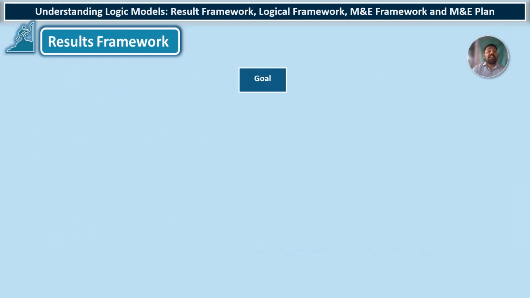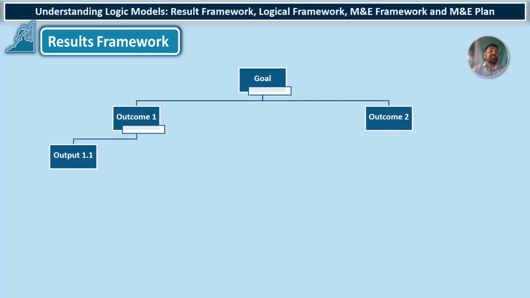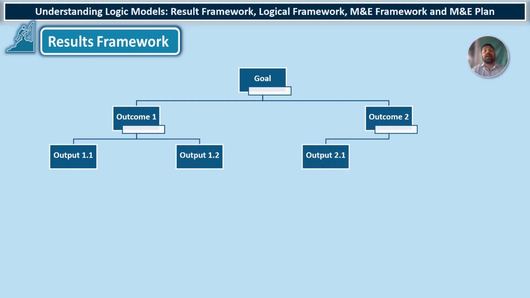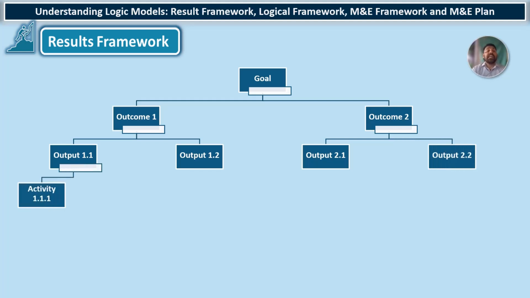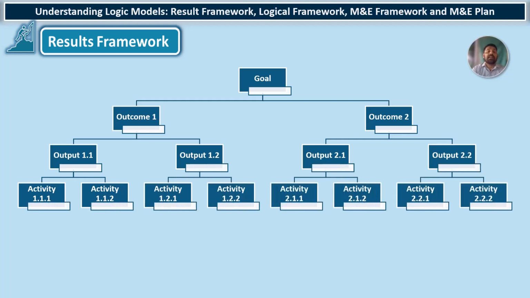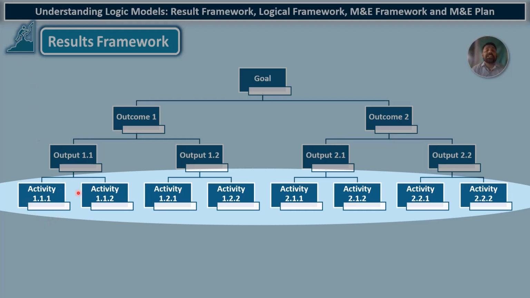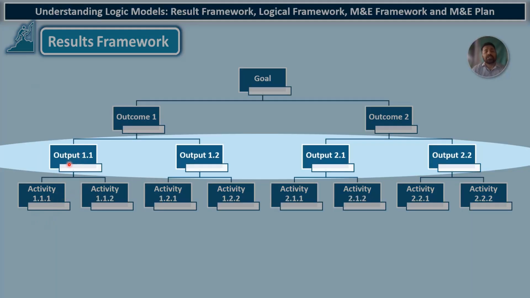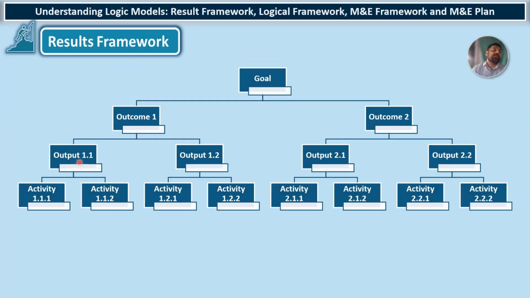It looks like this. First, you start with the goal and then the relevant outcomes. Then under each outcome, the different outputs, like under outcome 1, output 1.1, output 1.2, and similarly under outcome 2, output 2.1 and 2.2. And then under outputs, the key activities under each output. This is basically an example of a result framework, how different activities contribute to the outputs and how those outputs contribute to outcomes and then the goal.